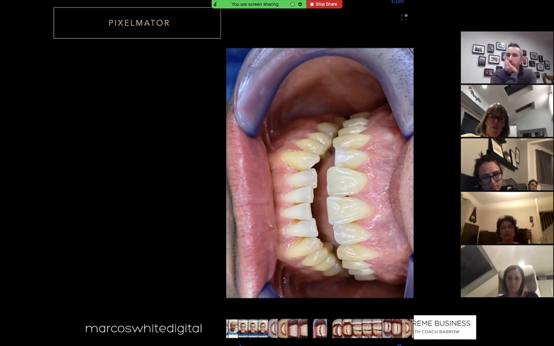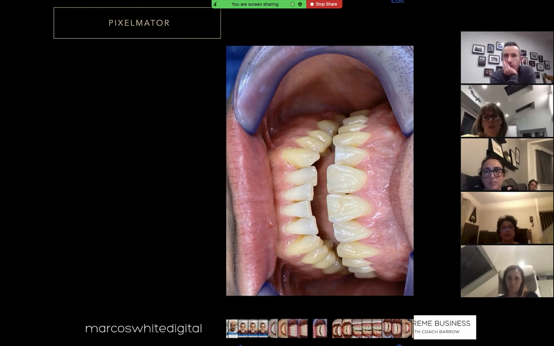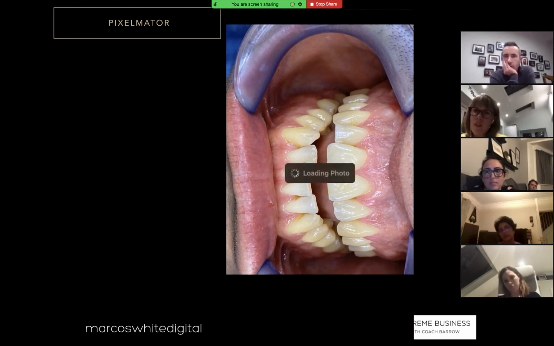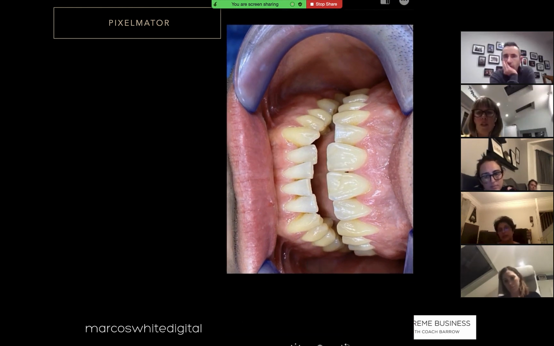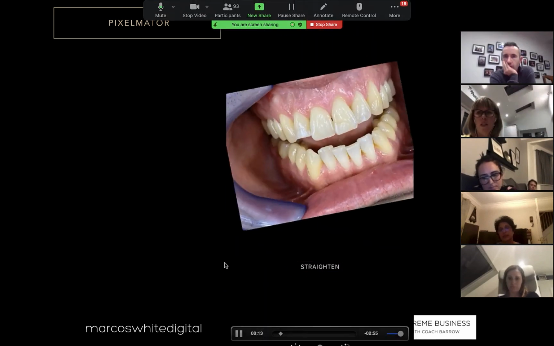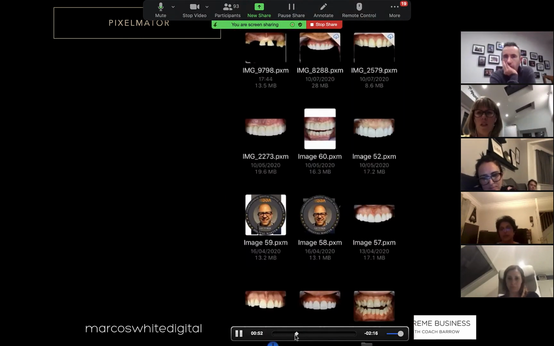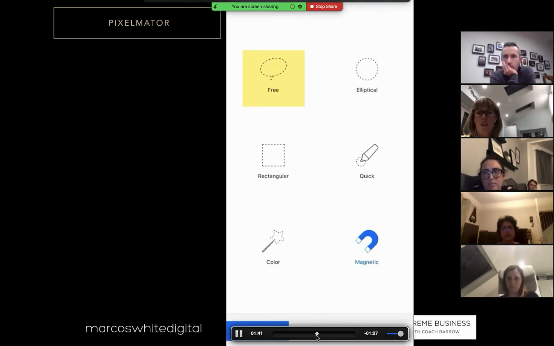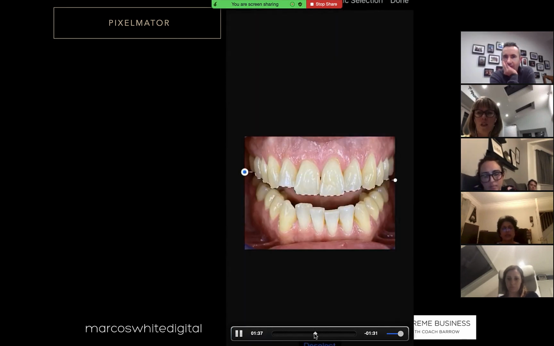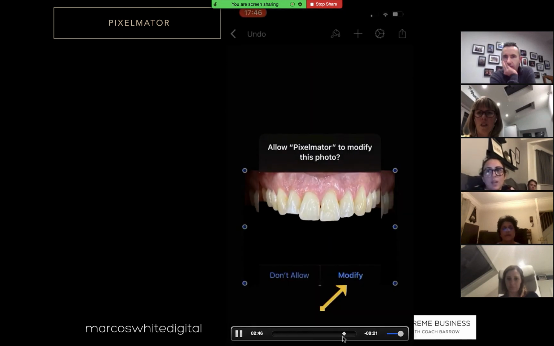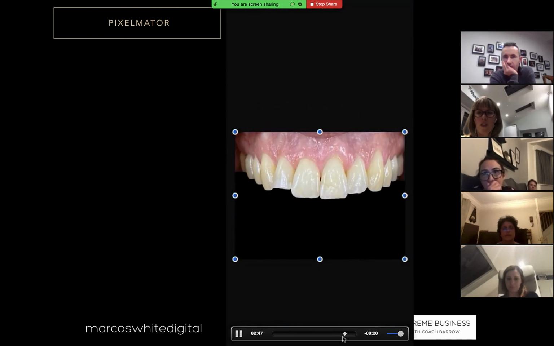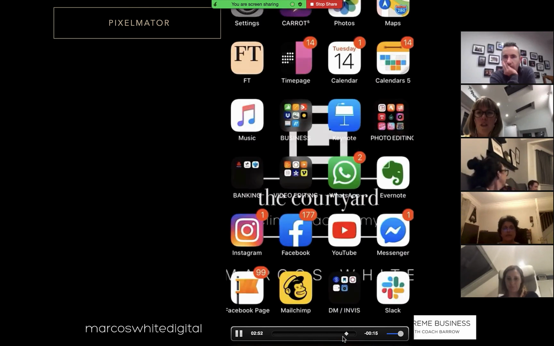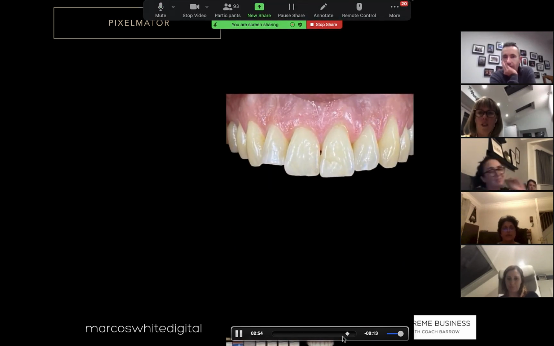Right, guys. So I'm just going to show you how to use Pixelmator, which is what I use to do the black contraster digitally. The benefit of doing that is that you draw this little magnetic line, and then you draw another one, and then watch. Boom. And then you've done it with the black, but then I just modify that duplicate, and that's then saved into your photos. How cool is that? There's an app for everything.